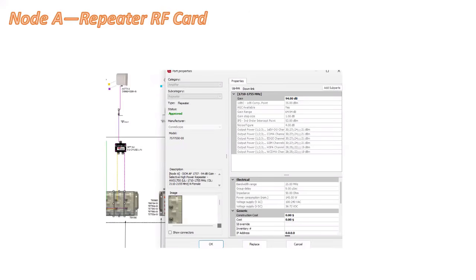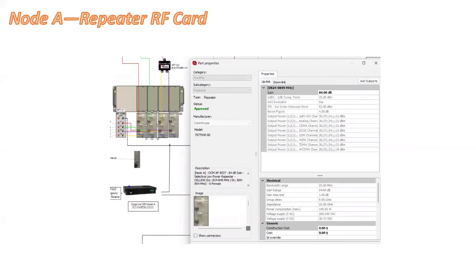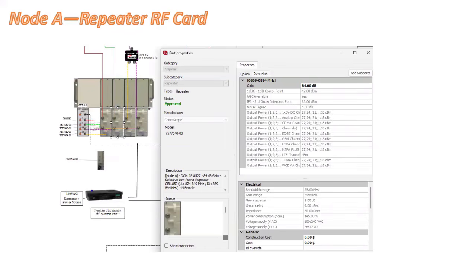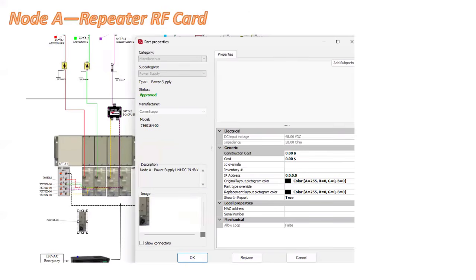Same thing, this is the card for the AWS band, with gain, noise figure, and output power. You should take care of these, right? This is the card for the 850 band, and all these parameters are here. These are the downlink parameters for the 850 card. Here you can see the gain is 84 dB, and the noise figure is 4 dB, and all these parameters, right? Then all these RF cards also require a power supply.